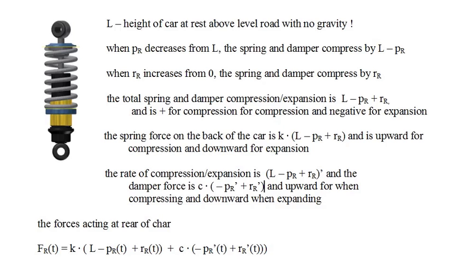P sub r goes down, the shock absorber compresses by the amount L minus P sub r. When the road at the rear wheel, i.e. R sub r, comes up, the shock absorber at the rear wheel compresses by the amount R sub r. So the displacement of the rear shock absorber at time t is given by L minus P sub r of t plus R sub r of t. The displacement is positive when the shock absorber is compressed and negative when it is expanded.